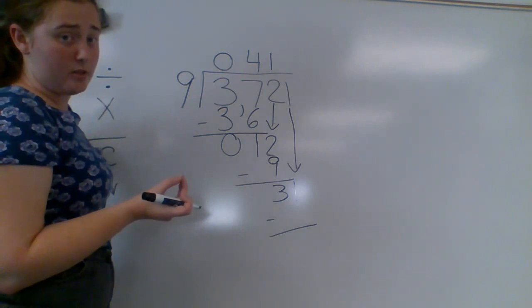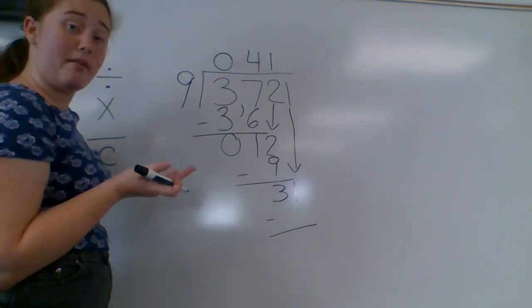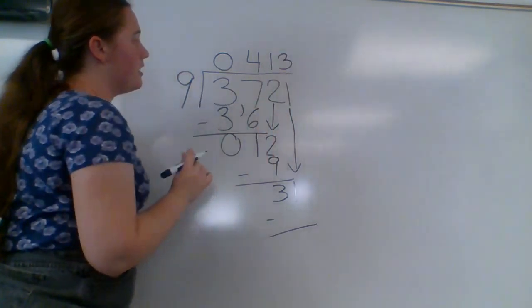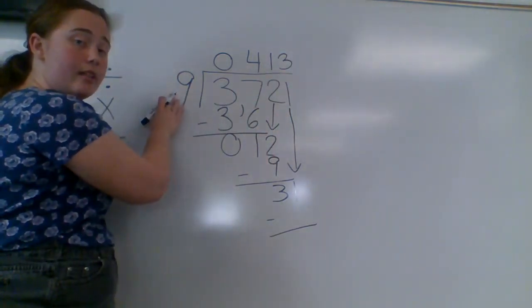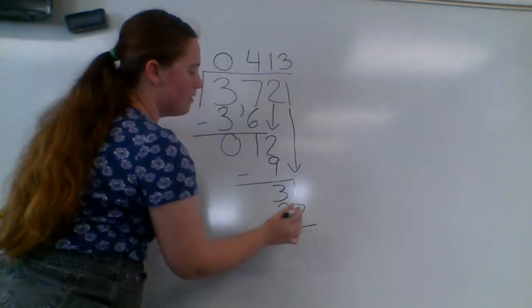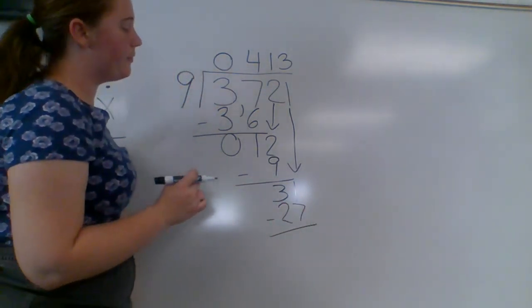So that 2 is too small. Let's try the number above that, 3. 3 times 9 is, right, 27. That looks a lot better.